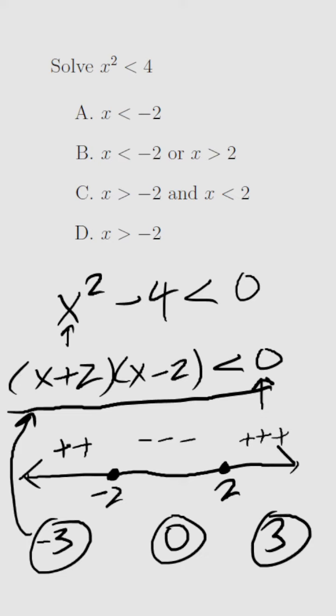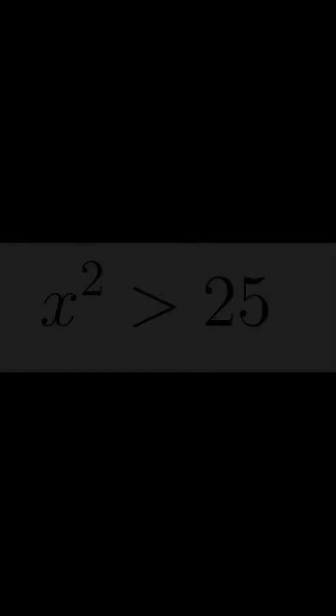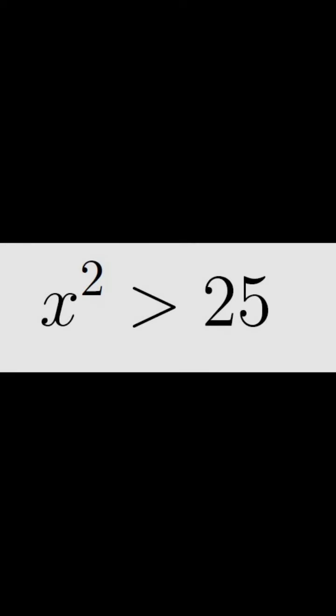Right? Which means that if you're looking for the place where the quadratic is less than 0, it's only going to be from -2 to 2. Try your hand at this problem, which is very similar, but slightly different than the one I showed.